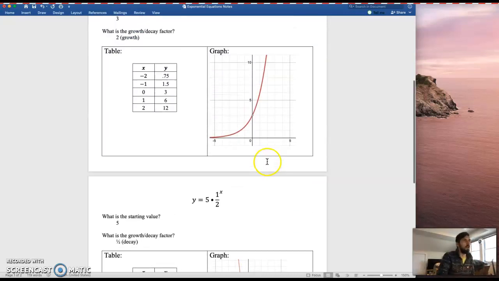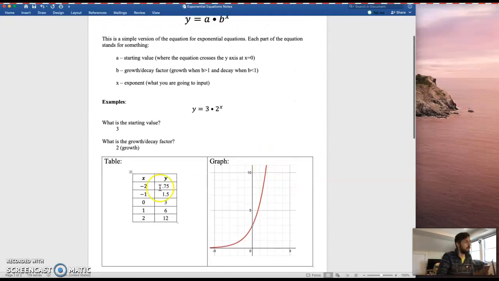So that is it. If you guys have any questions, you guys are going to be filling out the tables in the homework, and you just need to answer things about whether or not an example is growth or decay and factors. If you have any questions, please let me know.